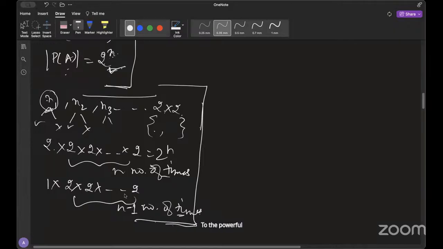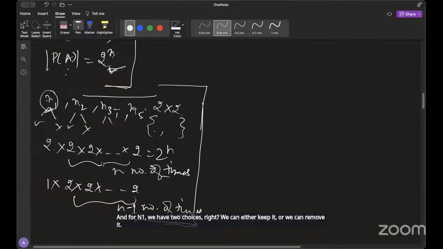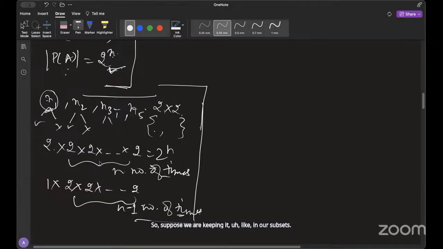Like n1, n2, n3 up to n5, and for n1 we have two choices, right? We can either keep it or we can remove it. So suppose we are keeping it in our subsets. By keeping it in our subset, how many subsets can we get out of that?